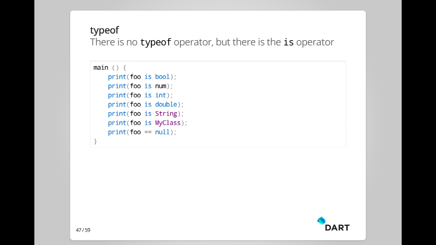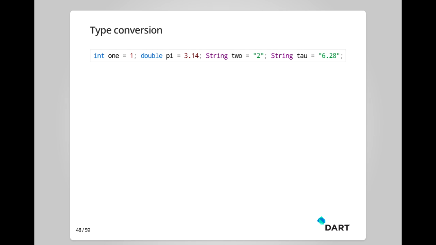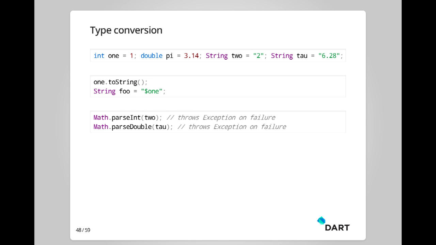What about type conversion? If you want to convert a number to a string, or any variable to a string, we use the toString method. Or we can use the string interpolation feature. If you want to do the other way around, from string to number, we can use parseInt or parseDouble. But there's one difference compared to JavaScript. In JavaScript, when parseInt or parseDouble fail, they return not a number. In Dart, we'll get exceptions. And if you want to convert double to int or int to double, we have to use the toInt or toDouble methods.